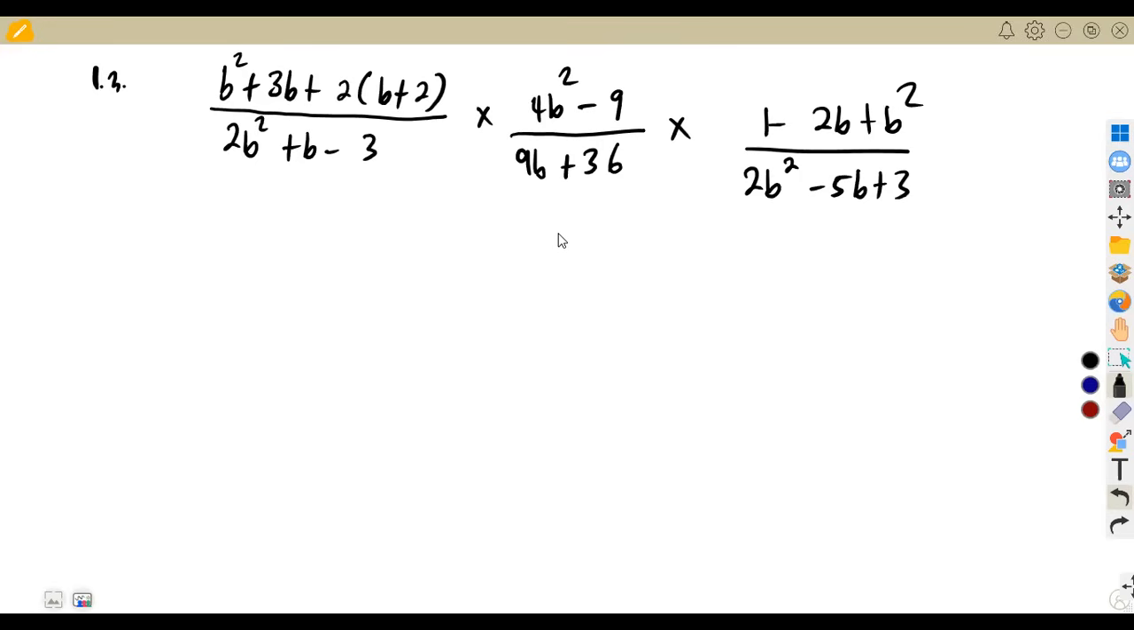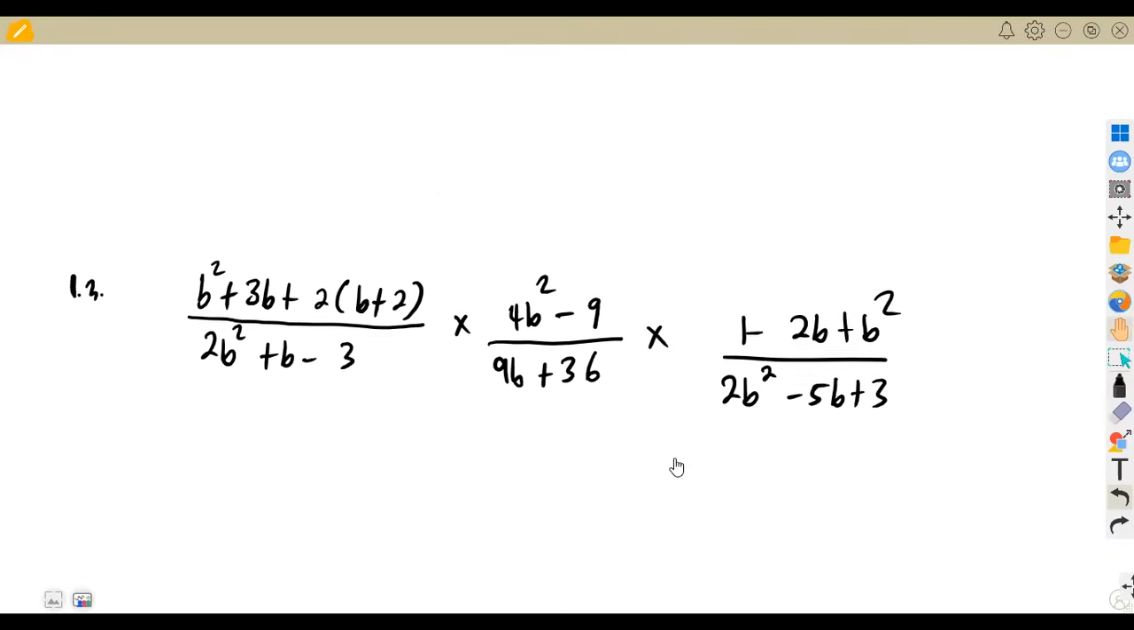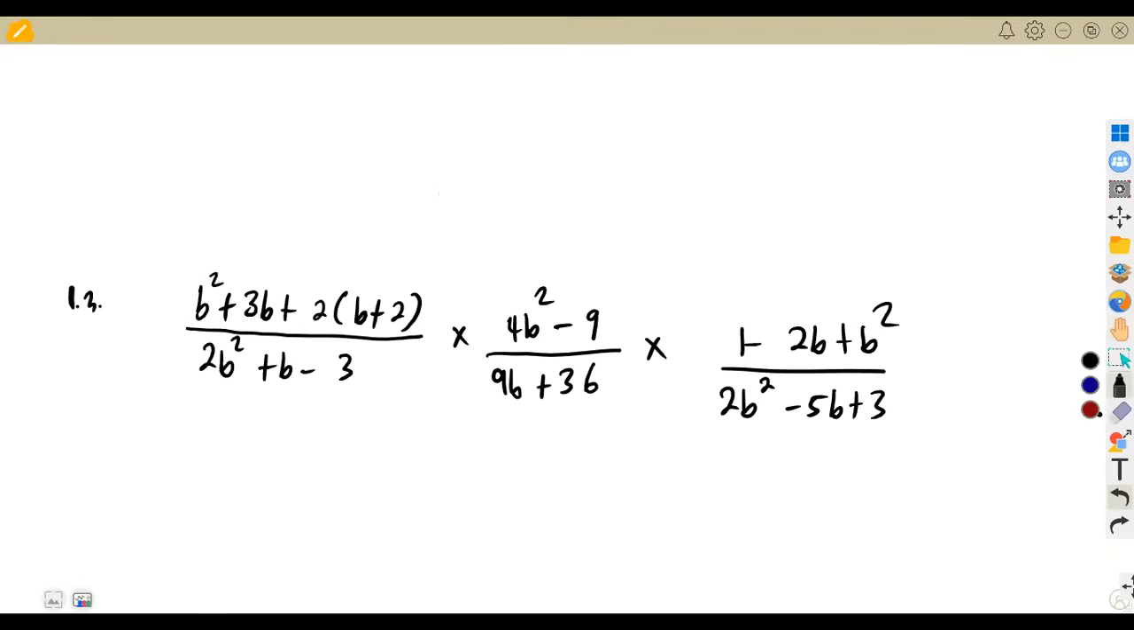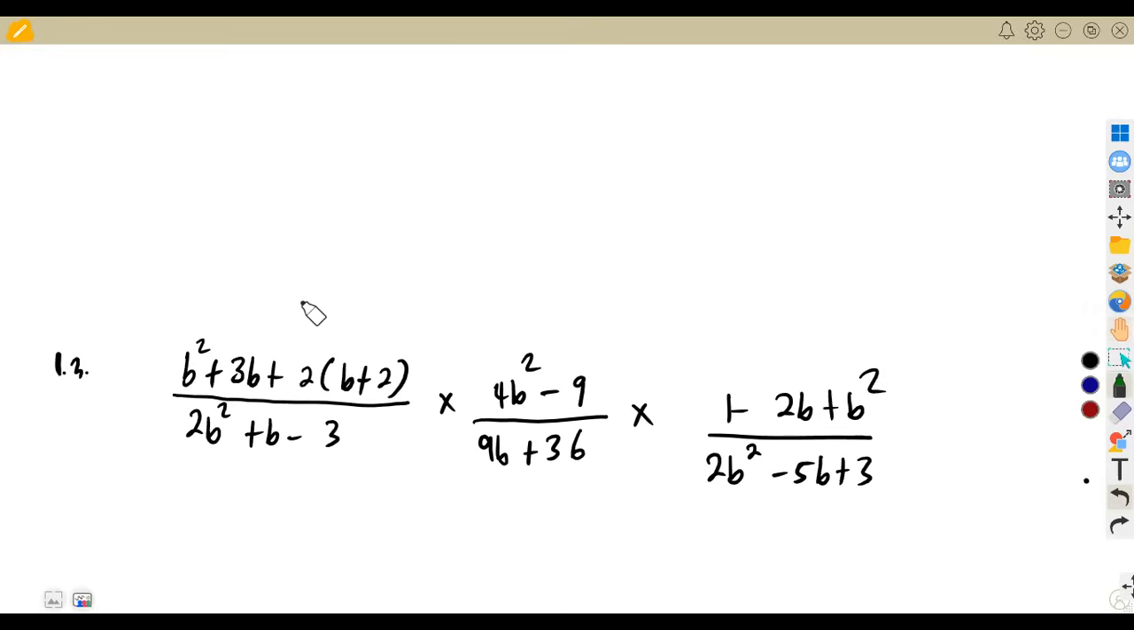7 marks for that. As you can see, everything is under multiplication, so all we need here is to factorize. That's it. We just have to factorize and see what's going to happen after that. Let us try and simplify stage by stage. For the sake of time, I'm going to write these aside, but you're supposed to show these calculations. You're not supposed to erase them.